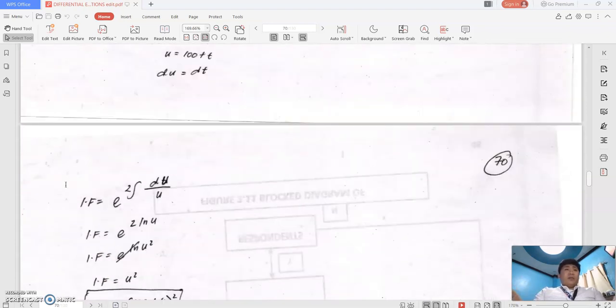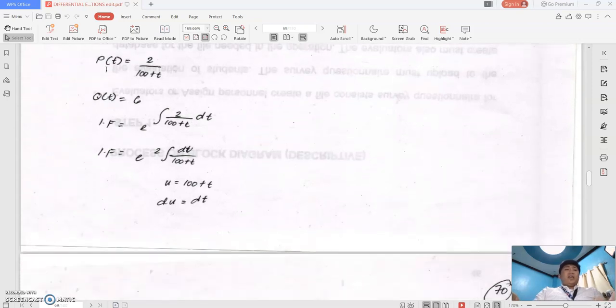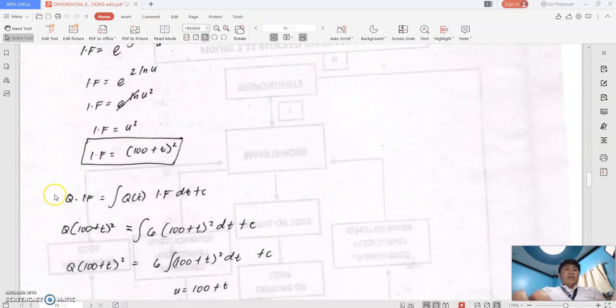that is the variable here, so if that is dy, so it's y. If it's dx, that is x. Since this is dq, we use q, then you put q. Q times integrating factor plus qt times integrating factor dt plus t. So integrating factor natin is 10 plus t squared.